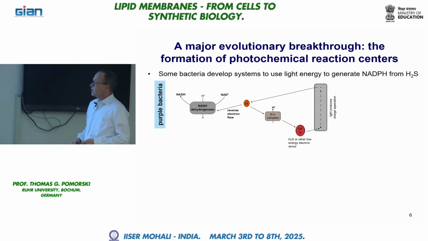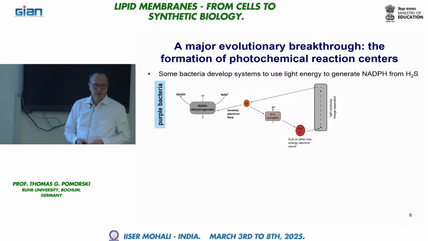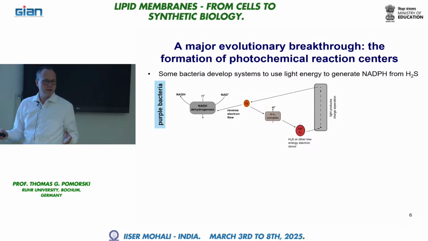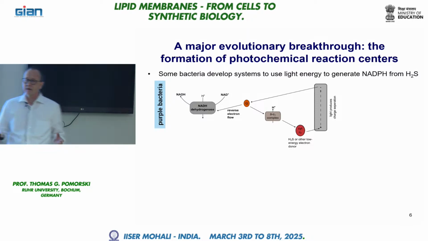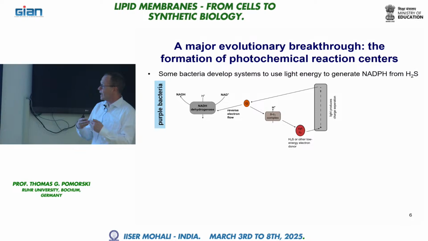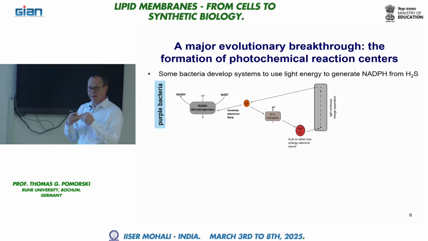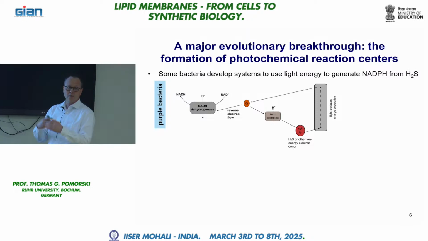And what happened was that with the purple bacteria, organisms appeared that can use the energy of light. That was, again, a major development. But the prerequisite was that they have membranes to be separated from the environment and to use these membranes to generate gradients of ions, for instance, protons, across the membrane.